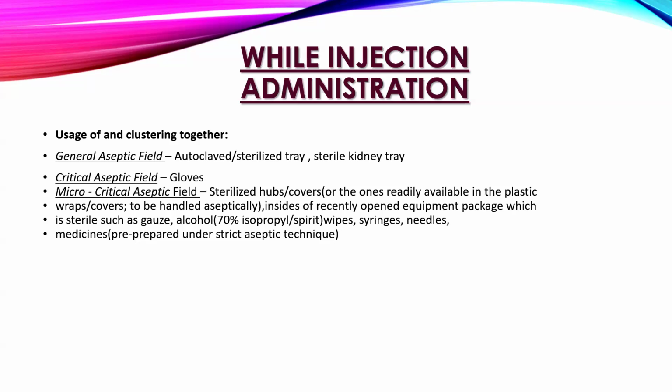Then for the critical aseptic field and for the micro-critical aseptic field, again I have to change the gloves and open the sterile hub covers and sterile equipment that are already pre-prepared in the micro wraps and the covers that come directly from the manufacturing units, right?